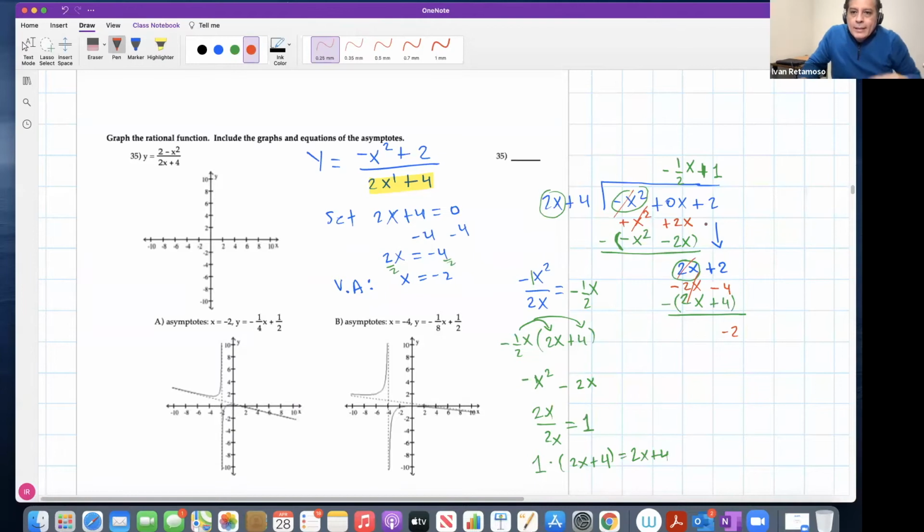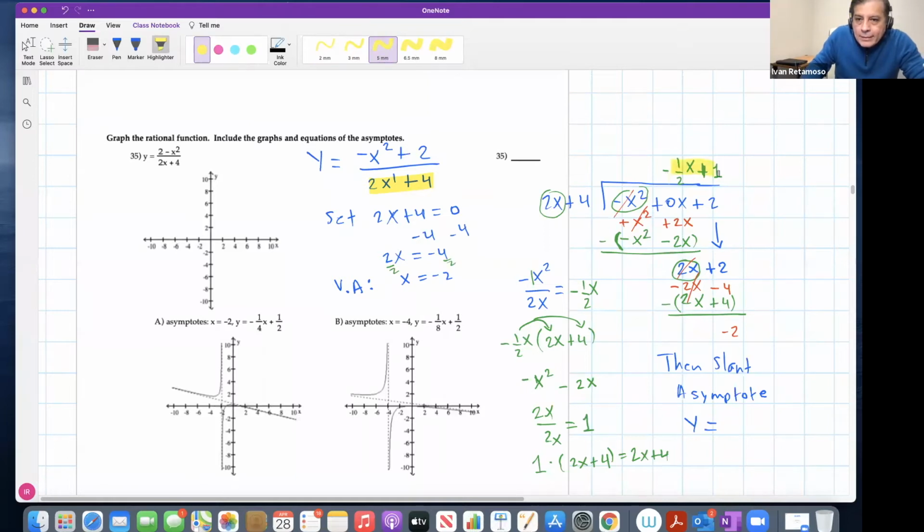But remember, the slant asymptote is given by this y equal, and you pick up the quotient, whatever it is, regardless of the value of the remainder. This y equal minus 1/2 x plus 1.